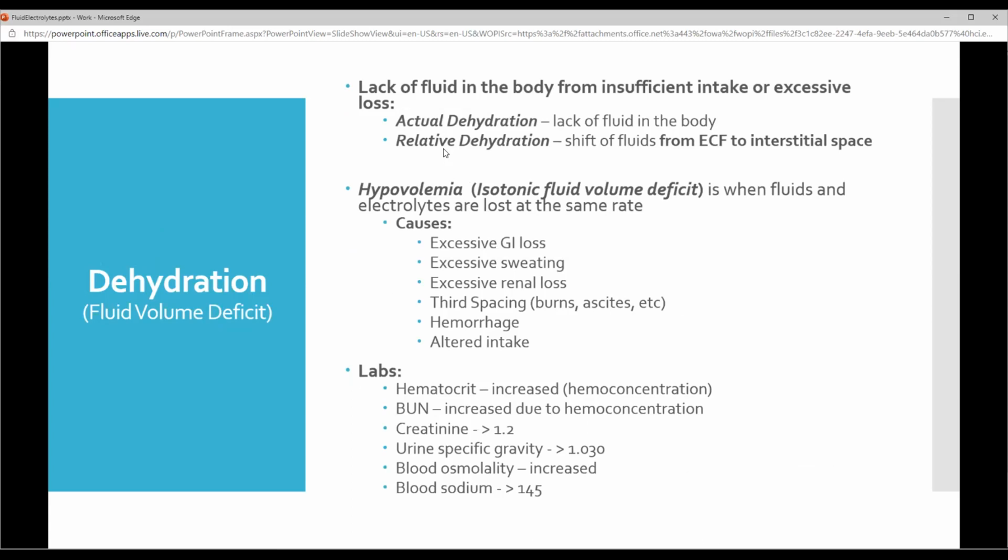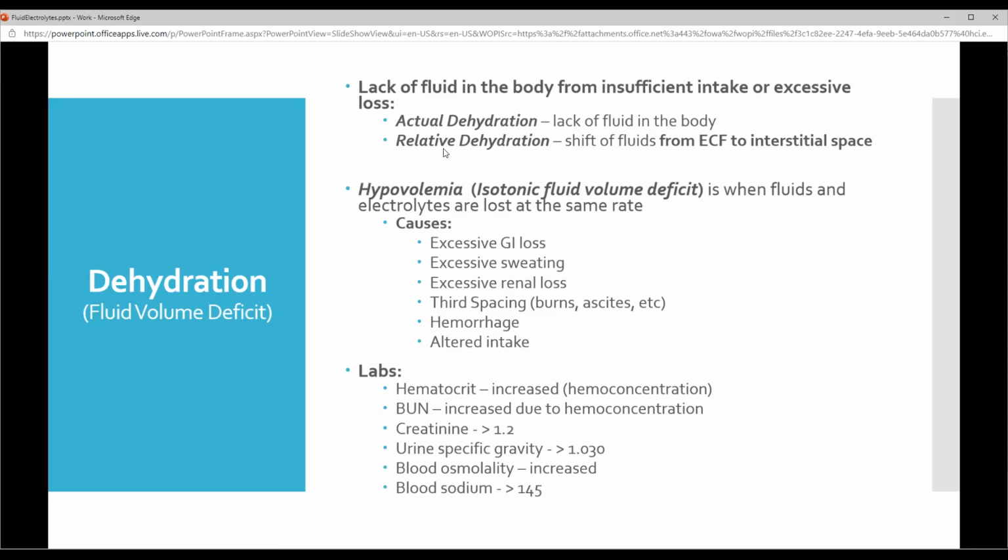All right, dehydration. Dehydration is caused by lack of fluid volume. Now, it could be from actually losing fluid, actually not taking in enough fluid, or again, it could be from fluid shifting from the extracellular space into the interstitial space, like third spacing, like ascites. Hypovolemia is when you lose both fluids and electrolytes at the same time, equally. But you could also have dehydration from excessive sodium. We'll talk about that in a second.